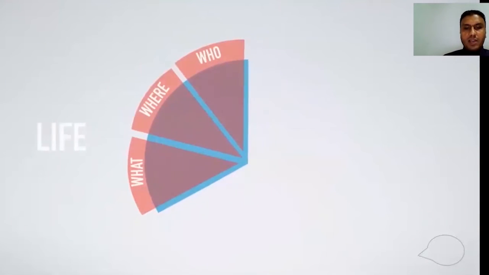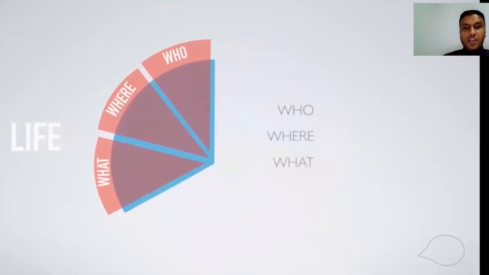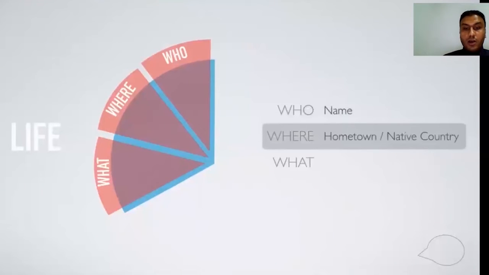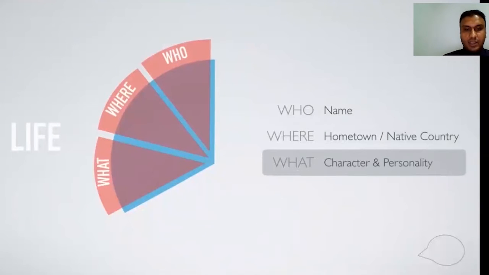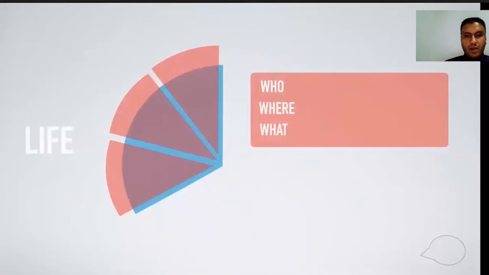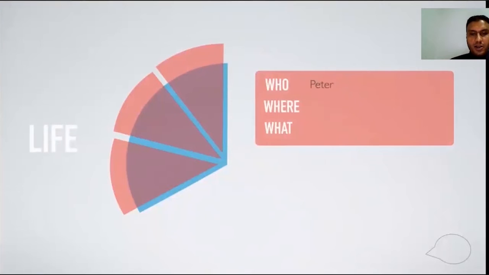Now, we will write down a short piece of information for each of these W's. For who, we can say name. For where, we can say hometown or native country. And for what, we can say character and personality. So let's look at an example for part 1. For who is Peter, for where is Spain, and for what is diligent and outgoing person.